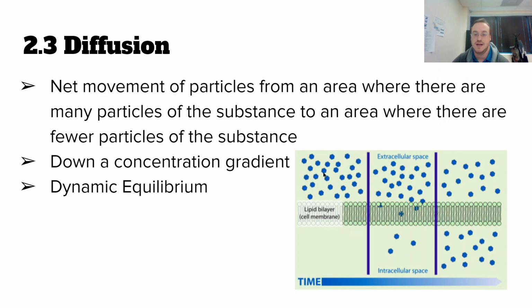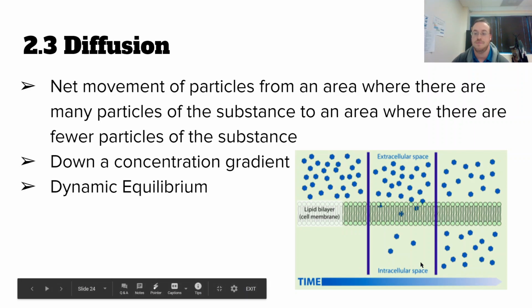These blue hexagons are particles. The extracellular space is at the top. Intracellular is at the bottom. So there's a lot of particles up here, but no particles inside the cell. So that is a concentration gradient.